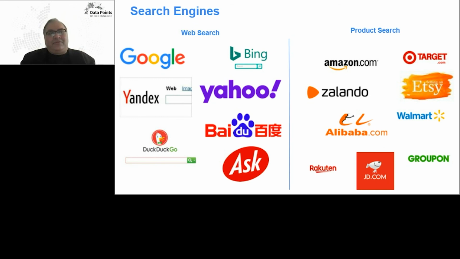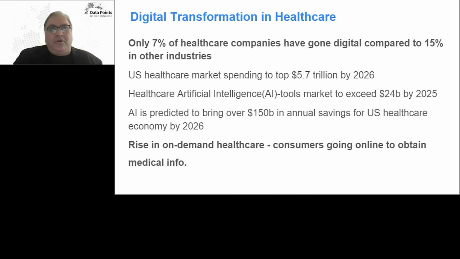But first, I want to set the stage, right? So why is this important? So first thing we have to understand is that the healthcare industry as a whole has not embraced digital transformation as much as some of the other industries, right? So if you see some of the stats here, only 7% of healthcare companies have gone digital and an average of 15% across all the other industries, right? So that's one area of great opportunity. How do we enable digital transformation in healthcare?